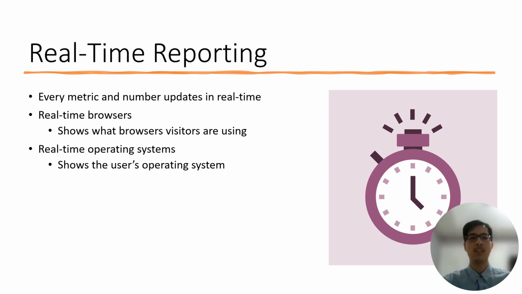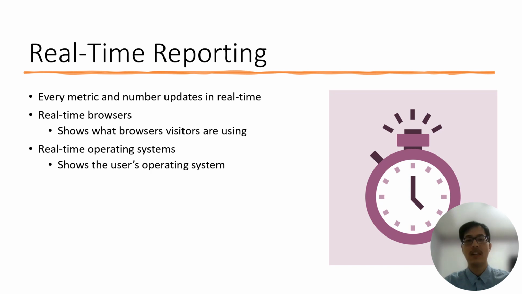Now, in terms of real-time reporting, GoSquared does very well in that department. From the start of making their web analytic tool, they had real-time data in mind. This allowed them to have every metric and number updated in real time. Some specific metrics they have included are real-time browsers. This shows what browsers users are currently using.